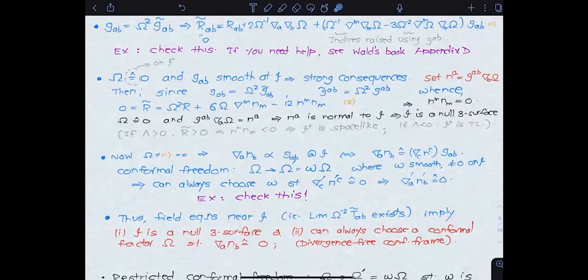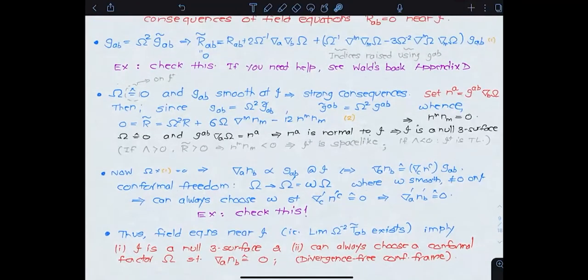By the way, if in fact you have a positive cosmological constant, you can check that the same equation will tell you that N^M N_M is negative. That means the normal is time-like, and therefore scri is space-like. And if lambda is negative, then scri is time-like. It is because we are assuming lambda equal to 0 that we get the conclusion that scri is actually null. Now I can go back to this equation.